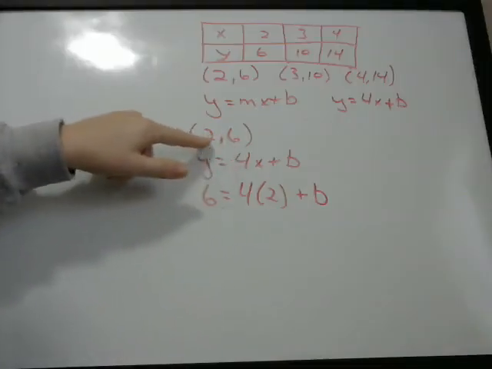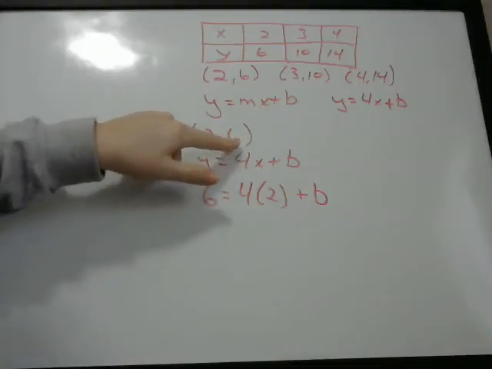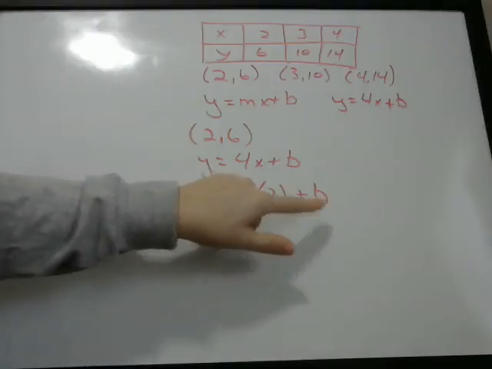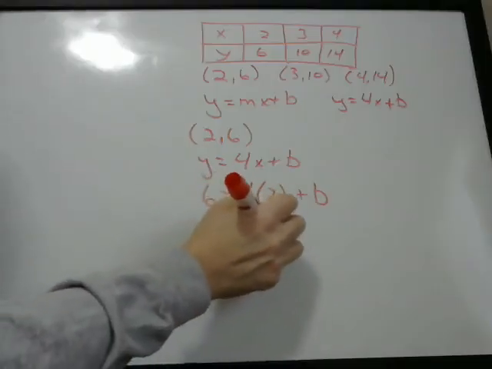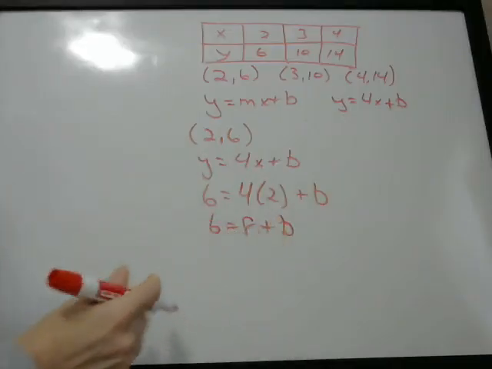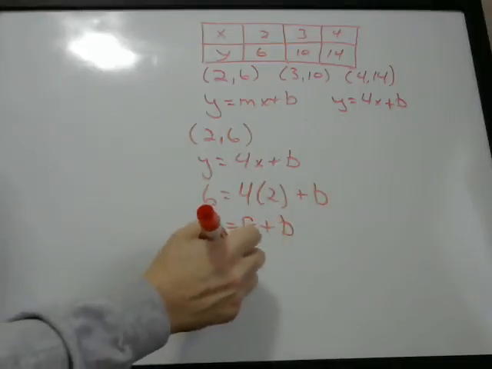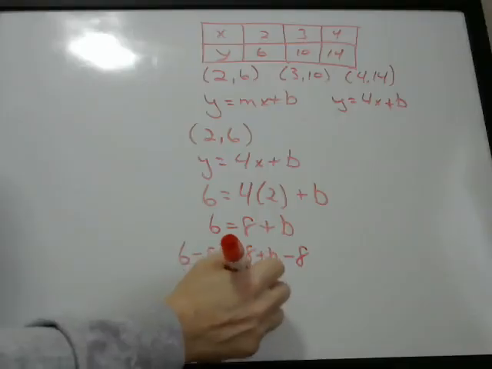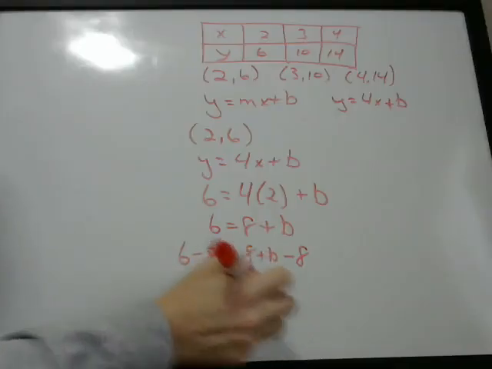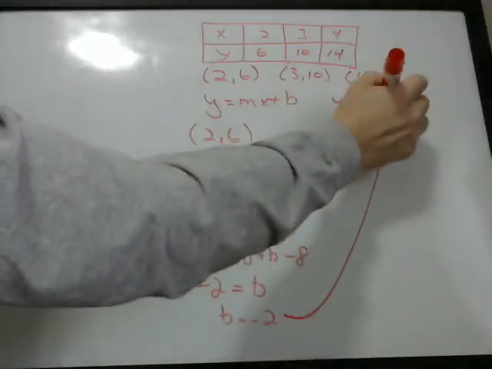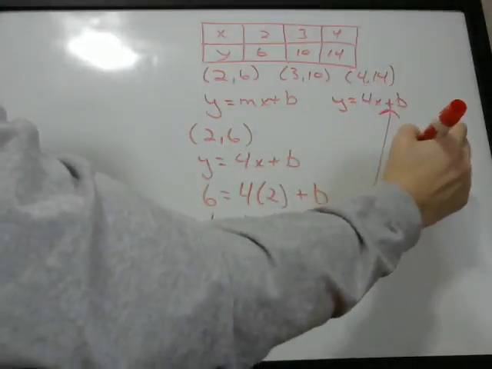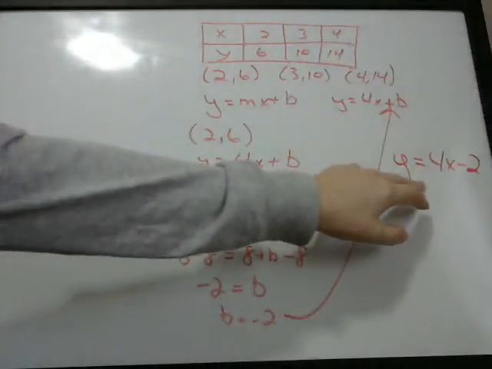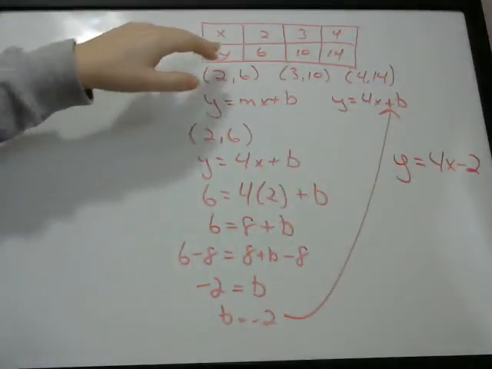So we've taken 1 point, we have x and y, we've just plugged that in for this x and this y, so we have 6 equals 4 times 2 plus b. 6 equals 8 plus b. This is an algebra problem solving for b. We need to get rid of the 8, so we'll subtract 8 off. 6 minus 8 is negative 2, so b equals negative 2. So we just plug that in for b. So our final equation is y equals 4x minus 2. That is the equation for the line that's represented by these 3 points.